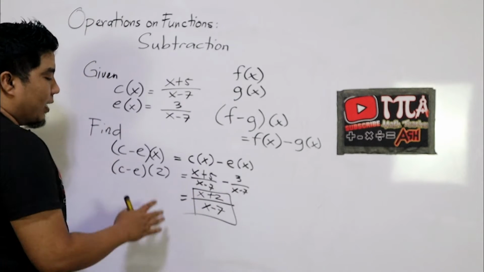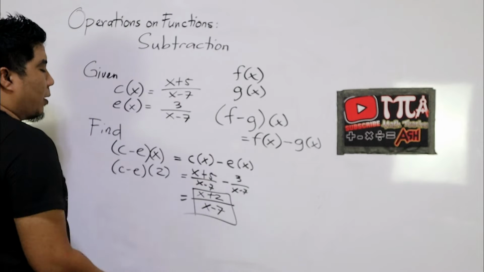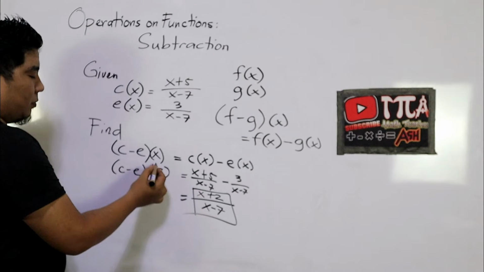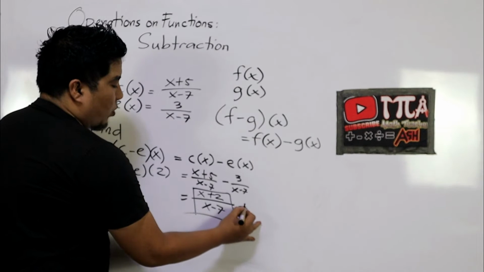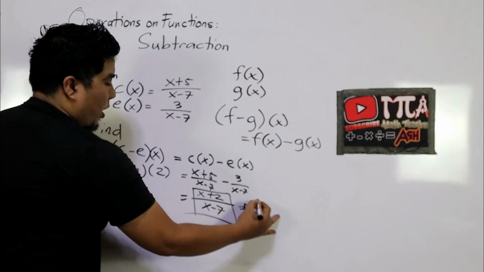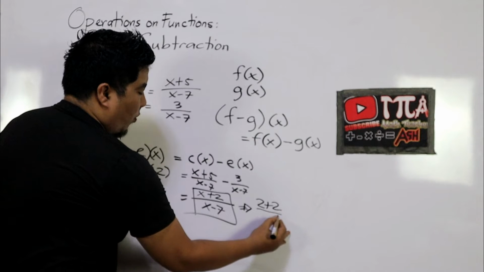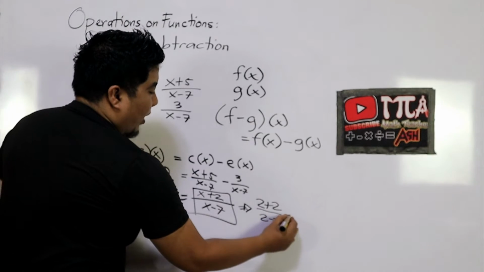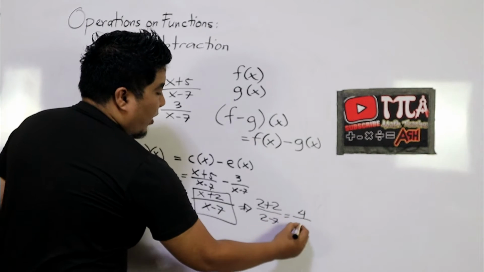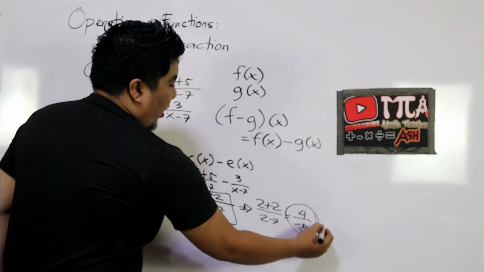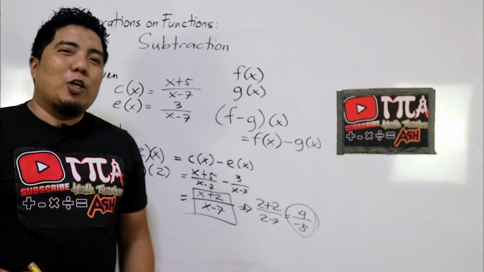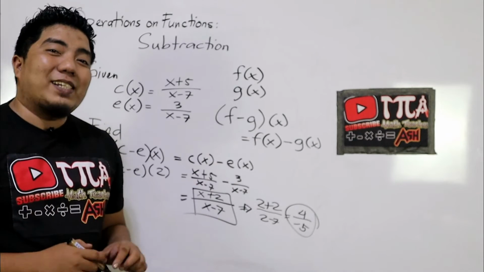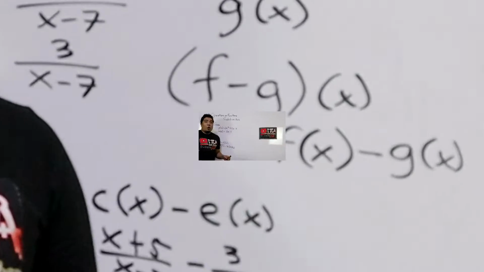Now, how about if you are asked to find the c minus e of 2? If that is the case, then what you need to do is to substitute the value of x by the value of 2. This will become 2 plus 2 over 2 minus 7, giving you 4 over negative 5, or negative 4 over 5. Easy, right? So now let us go to our second set of examples.